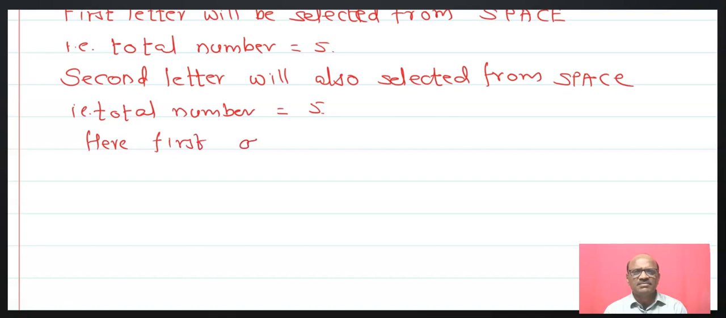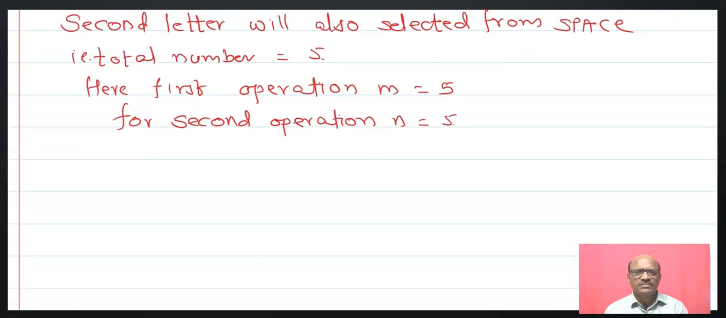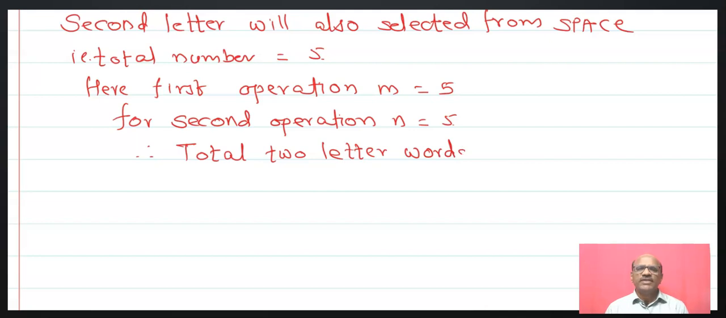And here for the first operation, m is equal to 5, and for the second operation, n is equal to 5. Total is equal to m into n, that is 5 into 5, which is equal to 25.